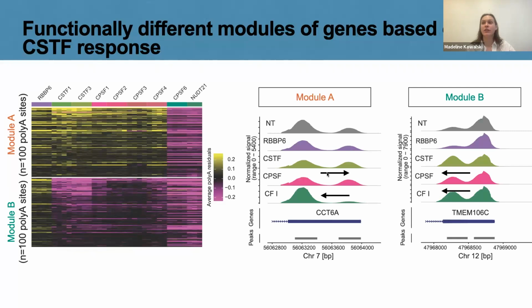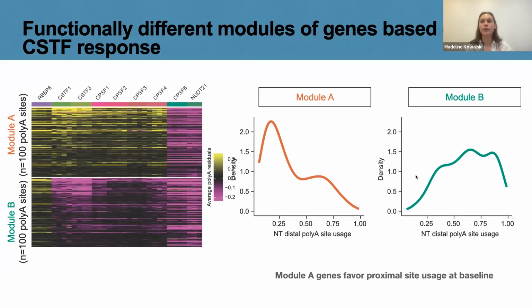For instance, I'm showing two examples here. In module A genes, cleavage factor 1 perturbation induces 3' UTR shortening, but in CPSF, there's lengthening. In contrast, in module B genes, both of these perturbations induce shortening. And what's really interesting about this is that you have perturbation of the same regulator resulting in opposite effects in different genes.